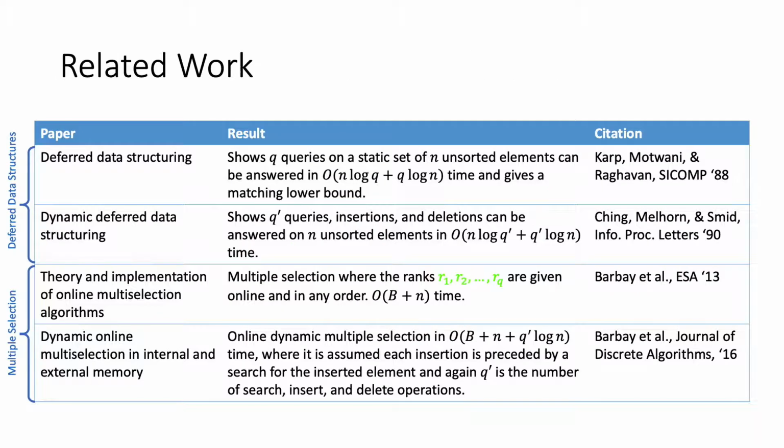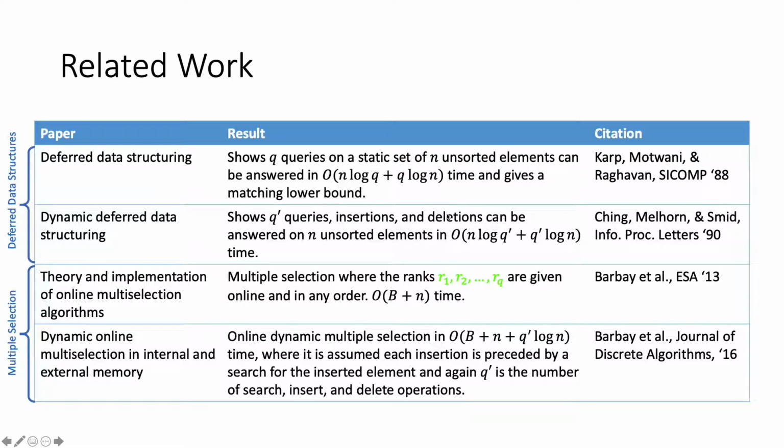Okay, so we can now discuss all this related work. There are two main categories, deferred data structures and multiple selection. In the deferred data structure literature, this first paper considers answering Q queries on a static set of n unsorted elements, and it shows that we can do this in n log Q plus Q log n time. This was extended to Q prime queries, insertions, and deletions, again with a similar time complexity, except it's a little more general.